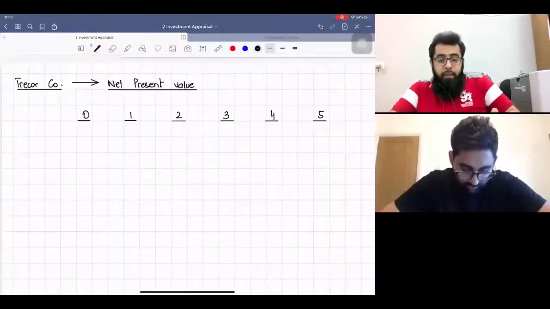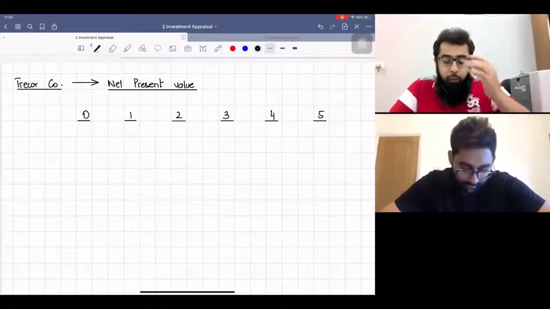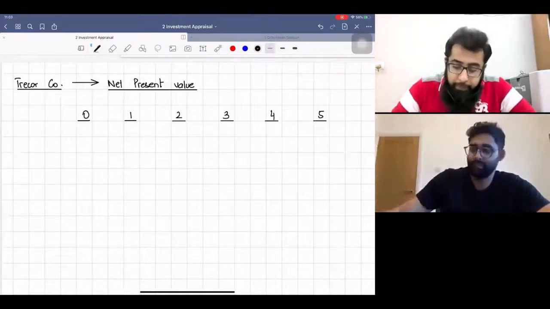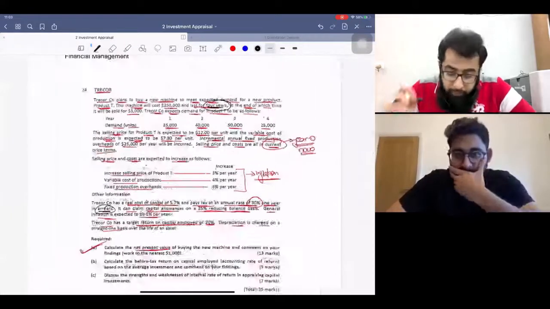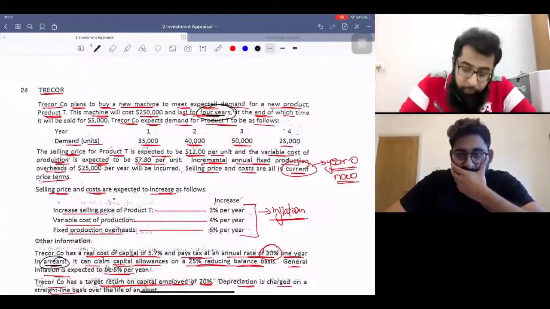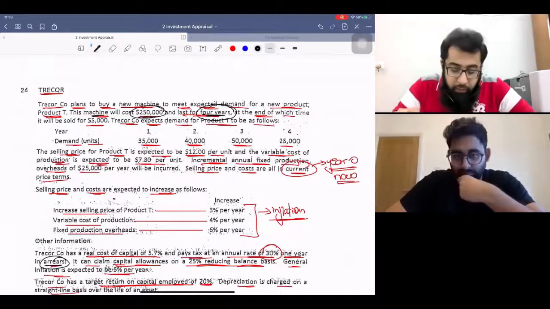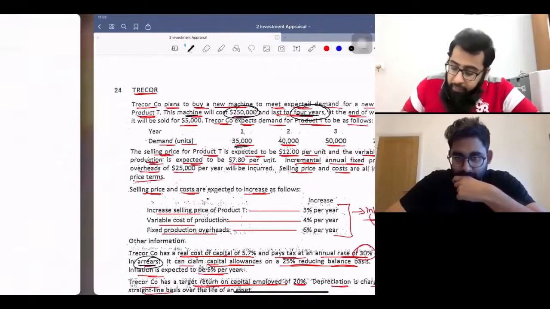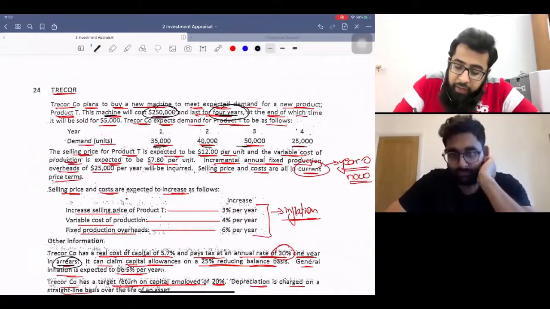Resuming again, some connectivity issue happened. So we made 5 years, year 0, year 1, year 2, year 3, year 4, year 5. Year 0 denotes now the start of the project, in which we will purchase the machine at a cost of $250,000. Now, there is demand of 35,000, 40,000 units, 50,000 units and 25,000 units.